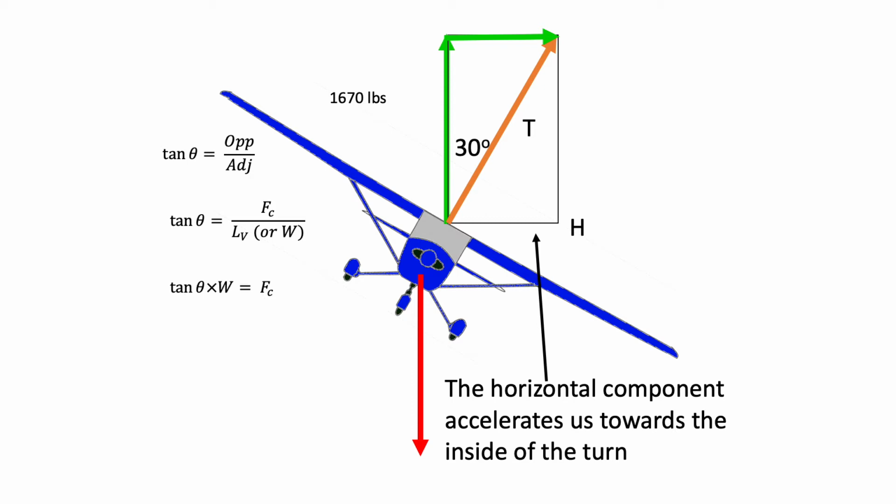So we can simplify that and solve for the centripetal force by saying the tangent of that angle times the weight equals centripetal force. All we've done there is solve for the centripetal force. Now we plug that into our scientific calculator for 30 degrees and the weight of this aircraft. Do the math, and it comes out to 964 pounds of force towards the center of the turn.